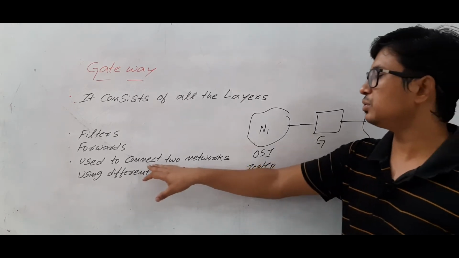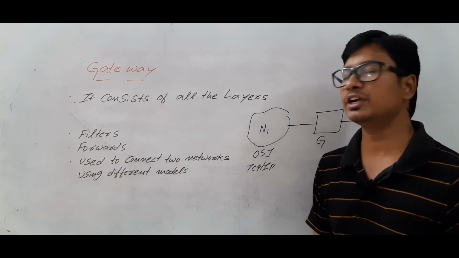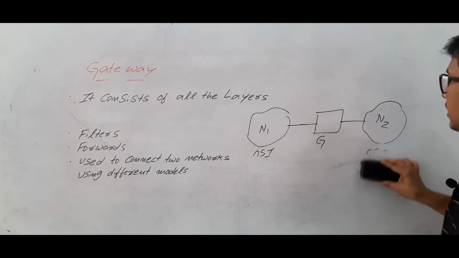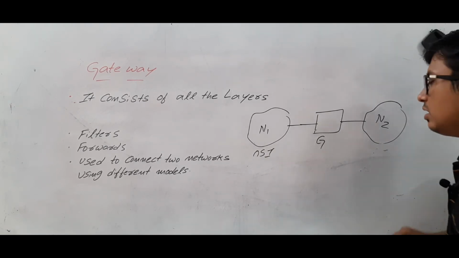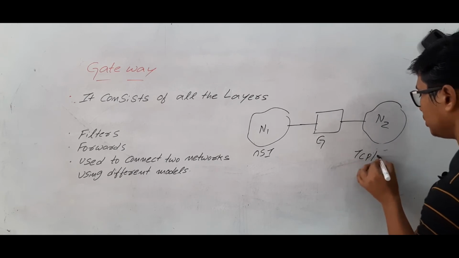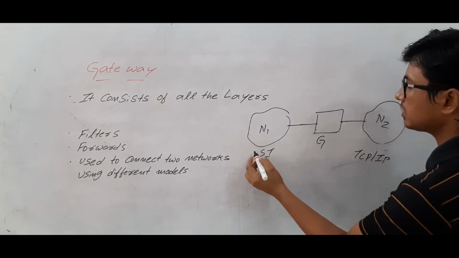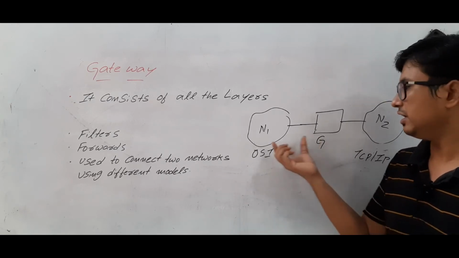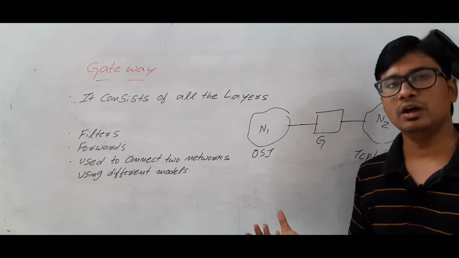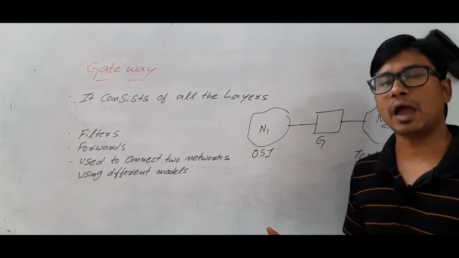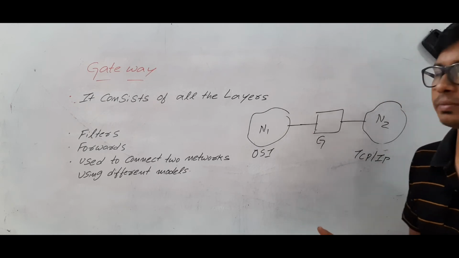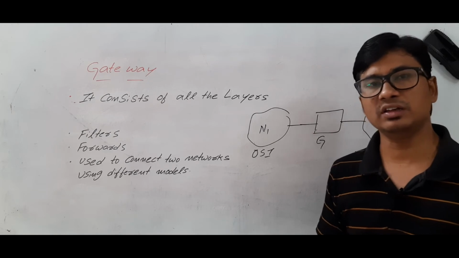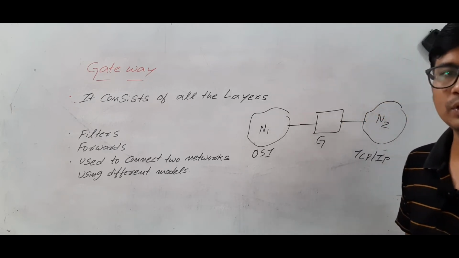you can use it to connect two networks using different models. Meaning, if you are using the OSI model here, here you can use the OSI model or another model also. It is not compulsory that it should be two different models. If it is two different models, the gateway can handle it. If it is the same model, the gateway can also handle it, because it has more capability compared to the router. A router consists of only 3 layers. When it comes to the gateway, it consists of all the layers. Are you able to understand it or not?